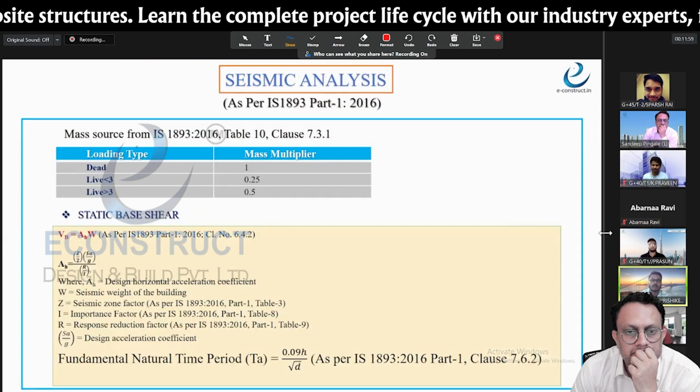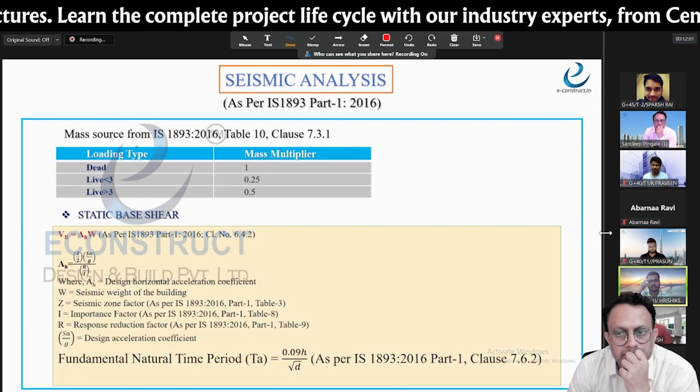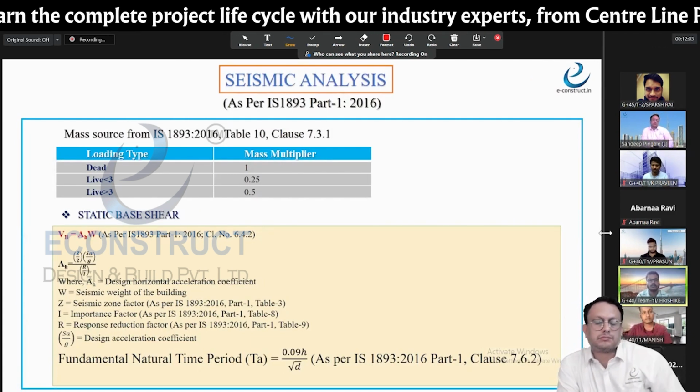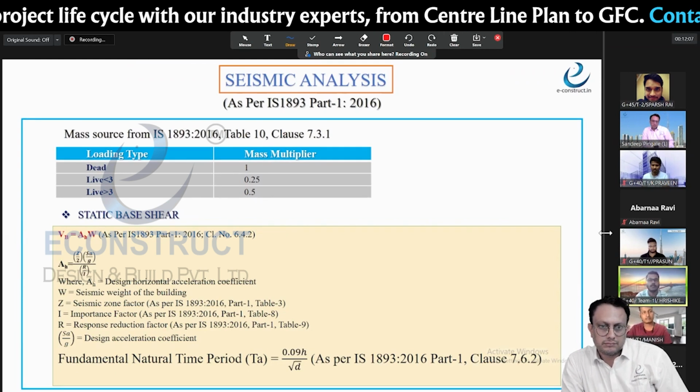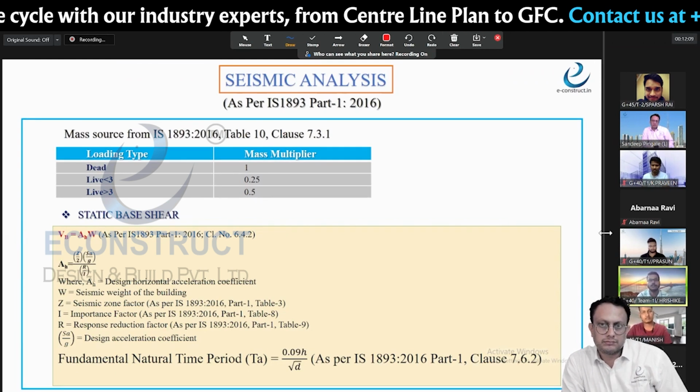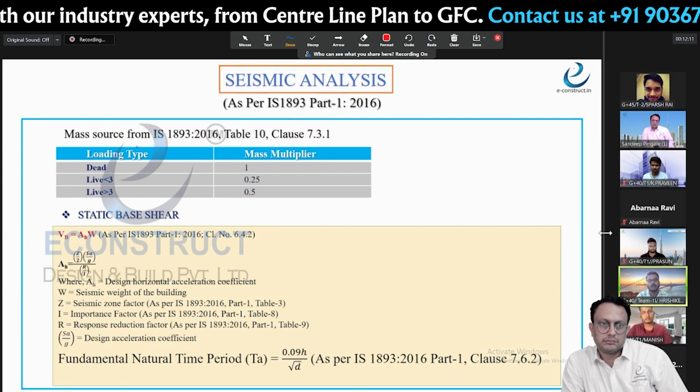These are the seismic analysis, in that while defining the mass load, we give a scale factor for live load greater than 3.5 and live load less than 3.25 according to the IS 1893 part 1.